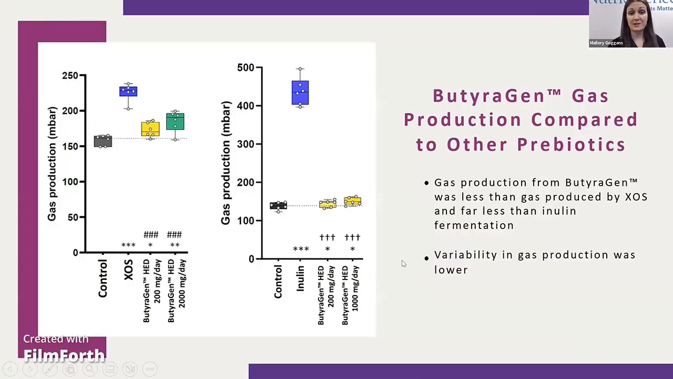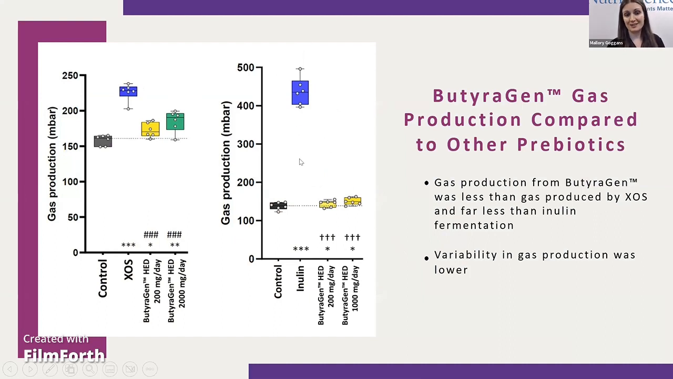We also looked at gas production in these fermentation systems. Again, on the left, we compared to XOS. XOS produced a little bit of gas, but if we look at ButyraGen, significantly less gas production from the fermentation of both of those doses than from XOS.